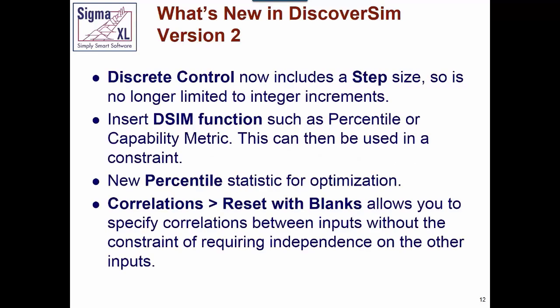We've added a step size. Previously in version 1 you were limited to integer increments, and now you can specify a different value. Also very useful is the insert DSIM function. So now you can add intermediate calculations and then add those to constraints, and I'll be illustrating that. So that adds a lot of flexibility over what you could do in version 1.